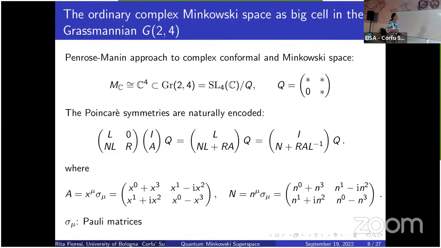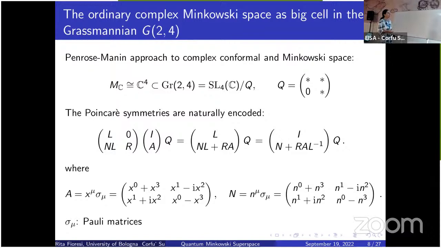Now, the good thing about this picture, which is due to Penrose, is that you can encode naturally the symmetries of the Poincaré group. How do you do it? You look at this subgroup. This is a subgroup of SL4 because you just turn off the upper right coordinate, and you act by just matrix multiplication on this.